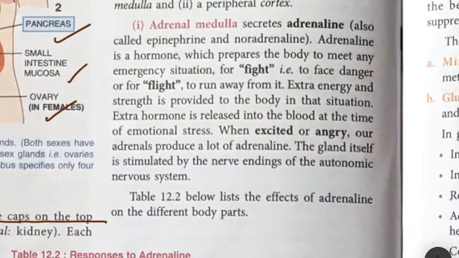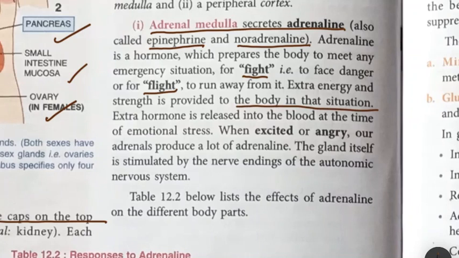Now the adrenal medulla secretes adrenaline. This is important, children. Now this adrenaline is also known as epinephrine or noradrenaline. Adrenaline is a hormone which prepares the body to meet any emergency situation. For fight, you're very angry, or to face danger, or for flight, either you want to run away from it or you want to fight. At that time extra energy and strength is provided to the body in that situation.